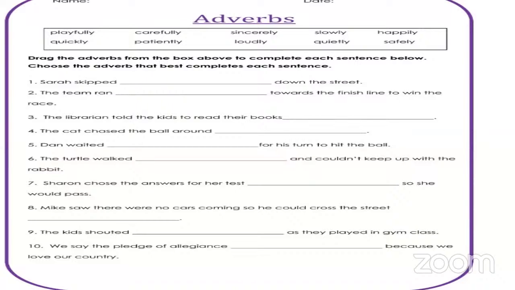Right. Let's look at the answers now. I think that's enough time because only 10 sentences I have given. Okay, look at the first answer. Sarah skipped quickly down the street. Skip, that is the verb. So the adverb describes the verb skipped. Right?